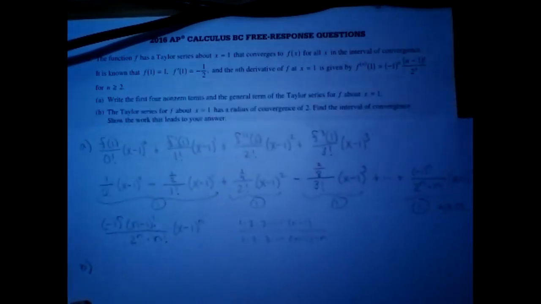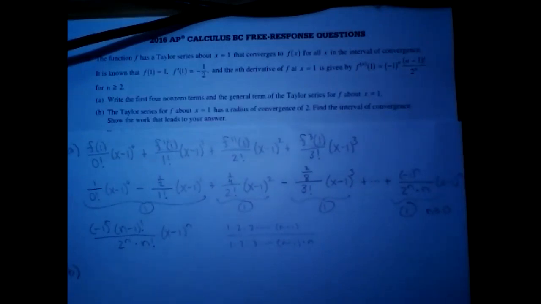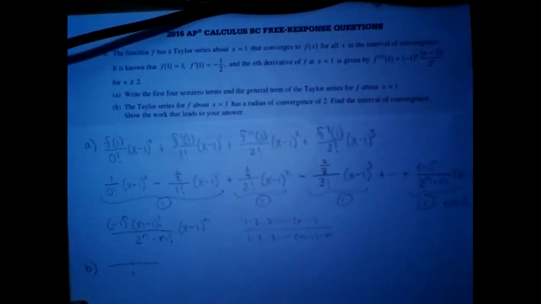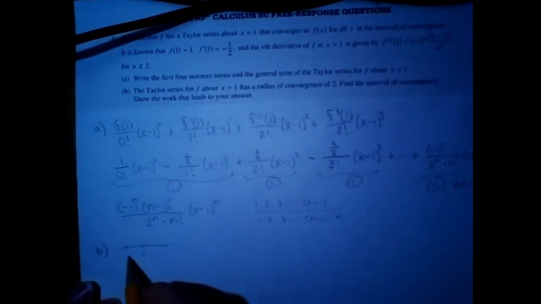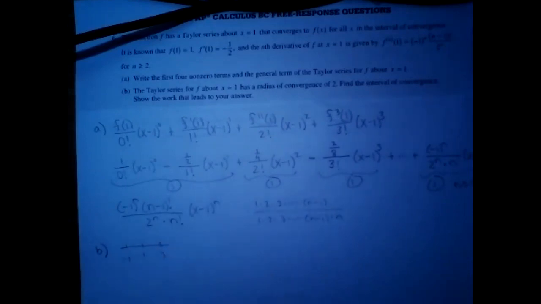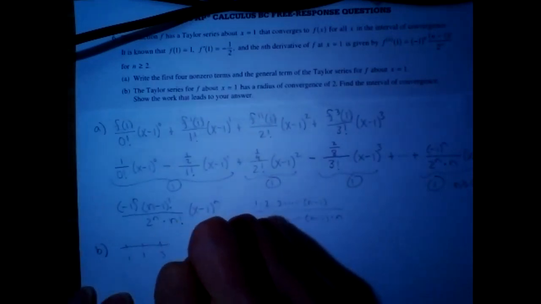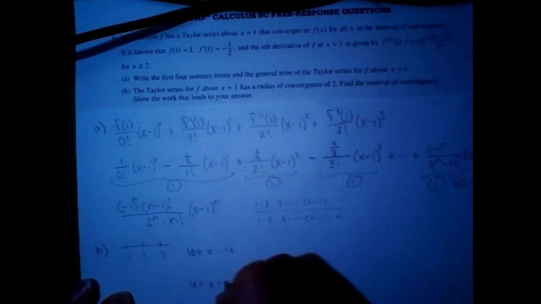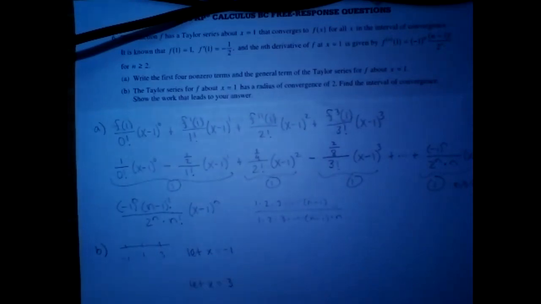All right, letter B. The Taylor series for f about x equals 1 has a radius of convergence of 2. Find the interval of convergence. What you have to do is check the endpoints. So this is centered at 1, and they just told us that the radius is 2. So we're going to go 2 in each direction. So that'll take us to -1 and +3. So we are going to let x equal -1, see what we get, see if it converges or not. And then let x equal 3, see what we get, and see if it converges or not.